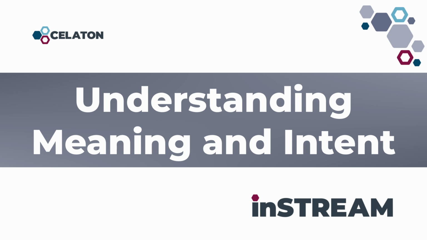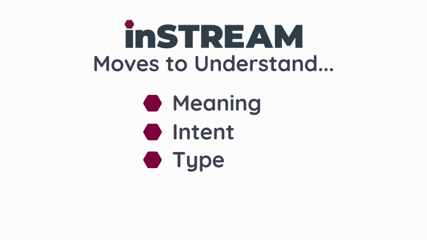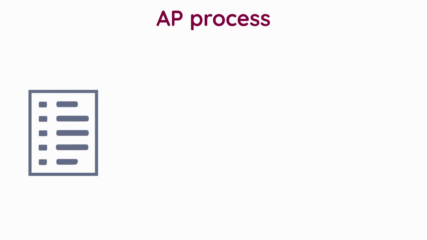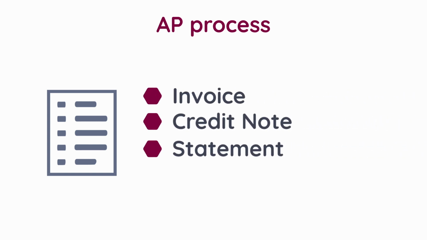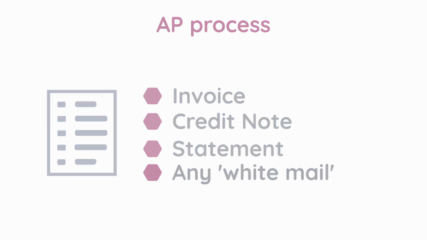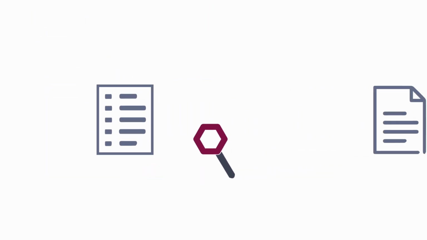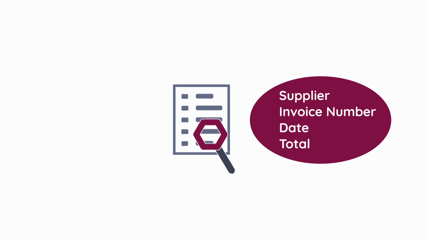Understanding meaning and intent. Now InStream moves to understand the meaning, intent, and type of the document. For an AP process, this may be telling the difference between an invoice, a credit note, a statement, or potentially any whitemail that is attached to the document that InStream receives. Once InStream understands the meaning and intent of the document that's been received, it can then move on to extract the data from the document.